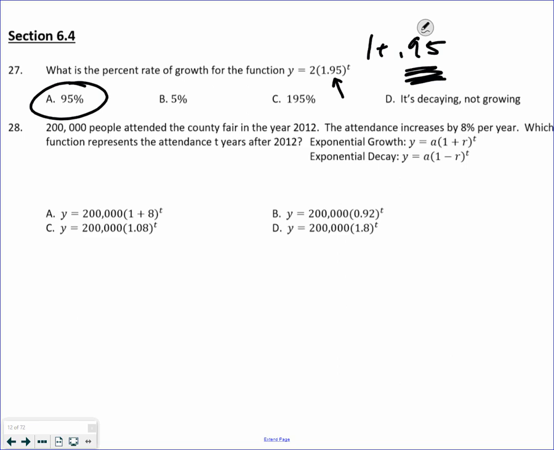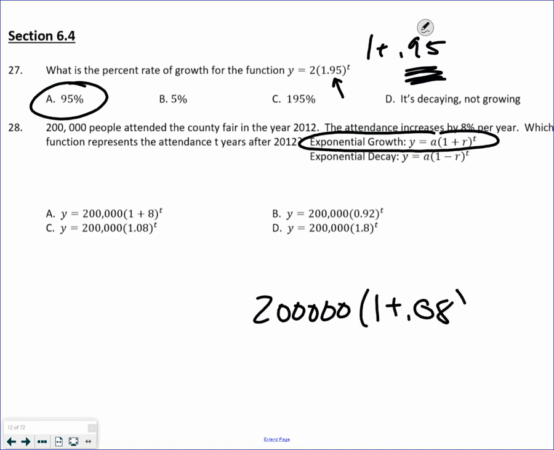200,000 people attended the county fair in the year 2012. The attendance increased by 8% per year. Which function represents the attendance T in 2012? Exponential growth or exponential decay? Because it is increasing, we're going to use the exponential growth formula. The initial amount, 1 plus the rate. Now, I'm going to write this a little bit better. The rate raised to the t. Now, notice 8% written as a decimal is 0.08. So C is the correct answer.